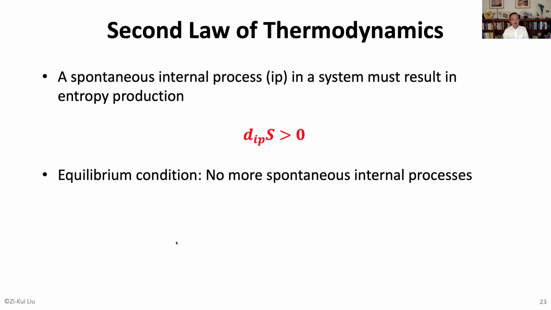Then we consider the equilibrium condition. If no spontaneous internal process is possible, there is no entropy production by any process in the system. So the equilibrium condition is basically dS_IP equals 0 for all possible internal processes.